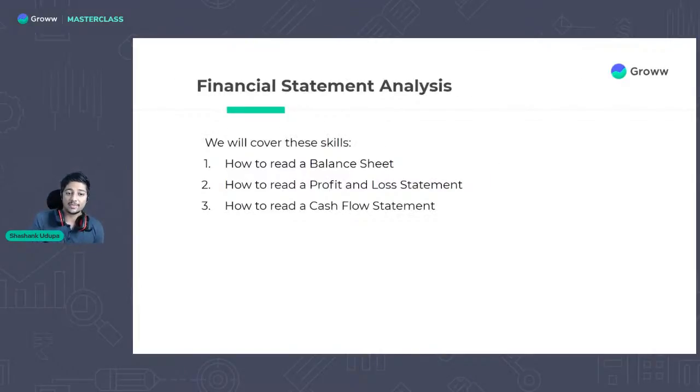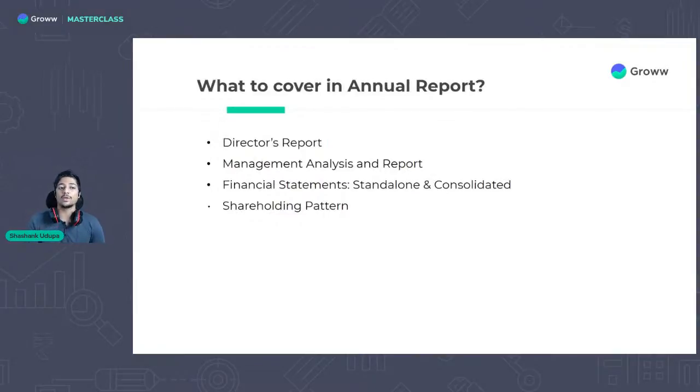Now, in financial statement analysis, we're going to do how to read a balance sheet, right? First of all, where to find the balance sheet and how to quickly read some important points in it. Then we're going to do a quick read-through of how to read a profit and loss account. And then finally, we will find where the cash flow statement is and quickly read what a cash flow statement is as well. And in the annual report, we're going to cover these four things: Director's report, management analysis and report, financial statements standalone and consolidated, and shareholding pattern.